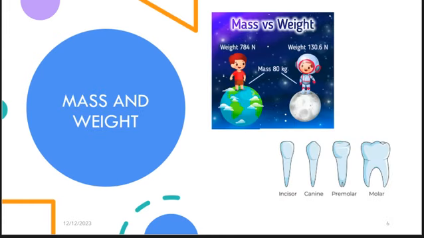Coming on to mass and weight. Mass applies to every particle of matter in the universe. The mass of any body is the quantity of matter it contains. An upper permanent first molar, for example, has a greater mass than a lower central incisor, and it also weighs more. One can measure the quantity of mass these teeth contain by weighing them, since mass and weight are proportional but not the same.